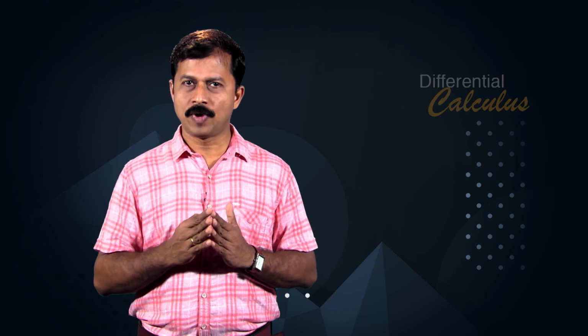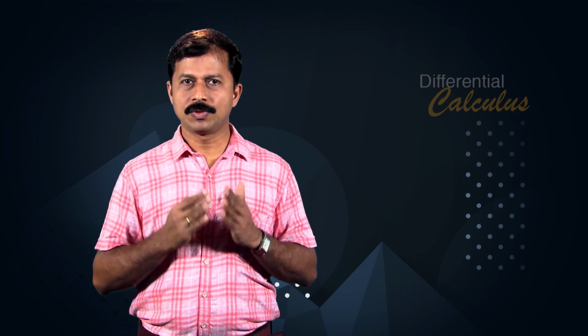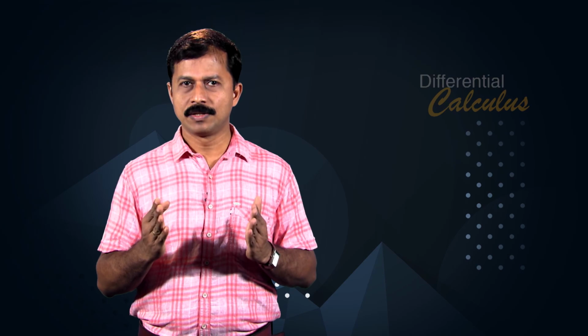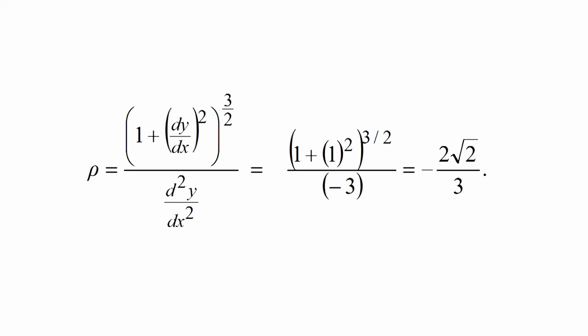Hence, the radius of curvature when x is equal to 1, that is at the point ordered pair 1, 0, is rho is equal to (1 plus (dy by dx) square) all raised to 3 by 2 all divided by d square y by dx square, which is equal to (1 plus 1 square) all raised to 3 by 2 all divided by negative 3, which is equal to negative 2 square root of 2 all divided by 3.